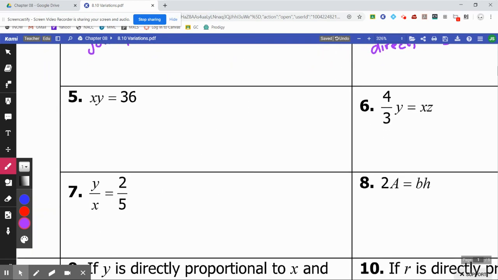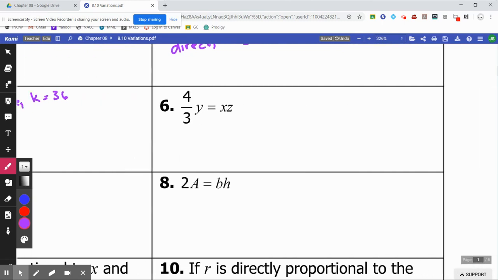Next one, x times y is 36. Now that looks different. Let's solve this for y by dividing by x, and you get y equals 36 over x, so that'd be an inverse variation. And our constant of variation will be a 36 there.